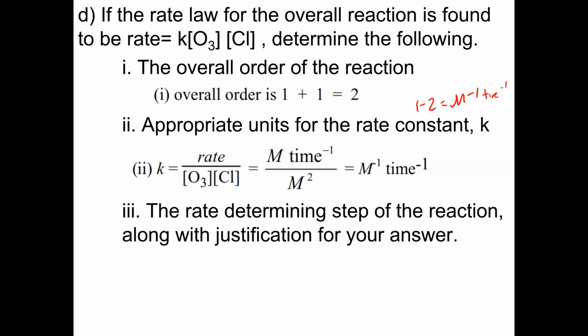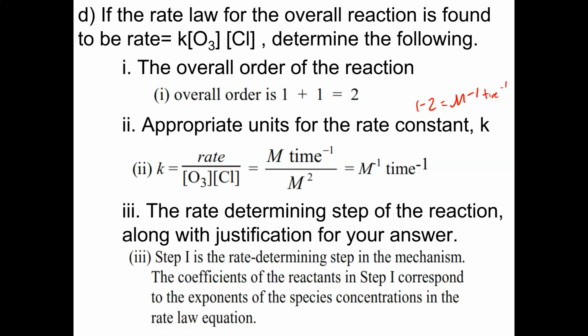The rate determining step of the reaction, along with the justification of your answer. So the rate determining step must have the same rate law as the overall reaction, which in this situation was step 1. The coefficients of the reactants in step 1 correspond to the exponents of the species concentrations in the rate law. Pretty easy. That was kinetics in a nutshell.